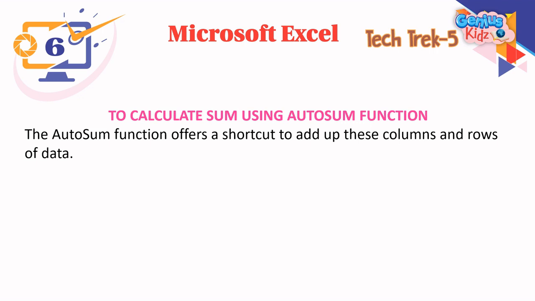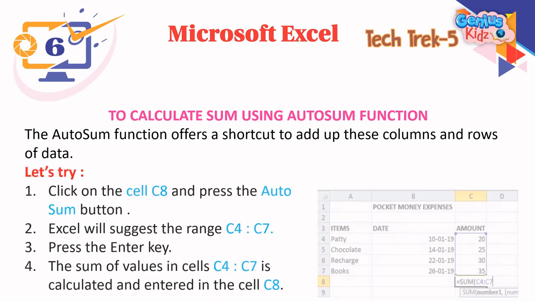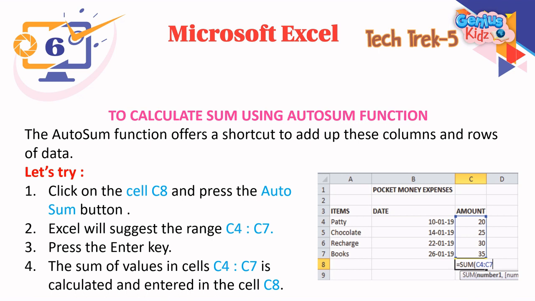To calculate sum using AutoSum function, the AutoSum function offers a shortcut to add up these columns and rows of data. Let's try. 1. Click on the cell C8 and press the AutoSum button. 2. Excel will suggest the range C4 to C7. 3. Press the Enter key. 4. The sum of values in cells C4 to C7 is calculated and entered in the cell C8.